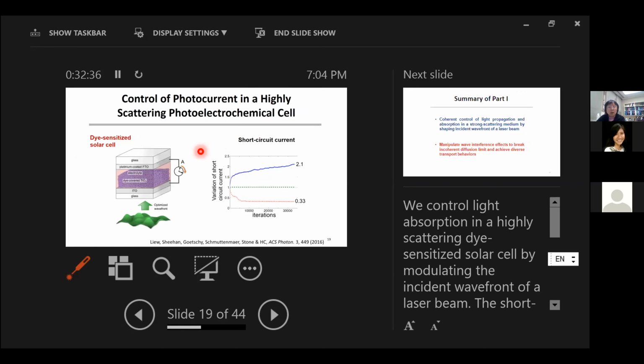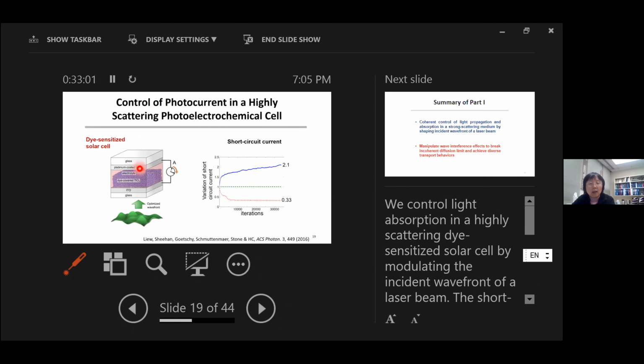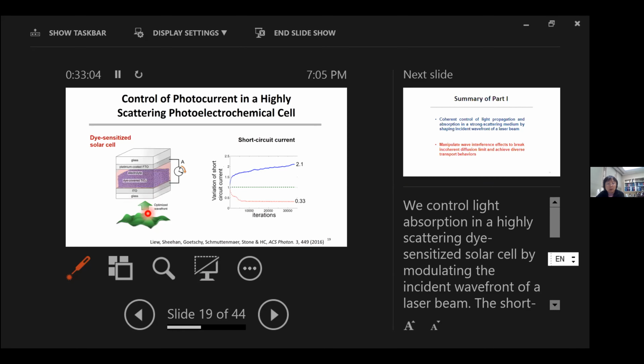So for this, we actually did experiments using a dye-sensitized solar cell. The dye-sensitized solar cell basically has this scattering electrode made of titanium dioxide, a porous medium, and then they coat it with dye. It is immersed in the electrolyte, and then sandwiched between 2 transparent electrodes. So the light coming in will be absorbed by the dye, generate an electron-hole pair, and then the electron propagates through this titanium dioxide to one electrode, and the hole goes to the electrolyte, to the other electrode. That gives the current.